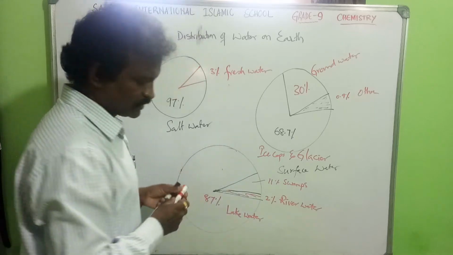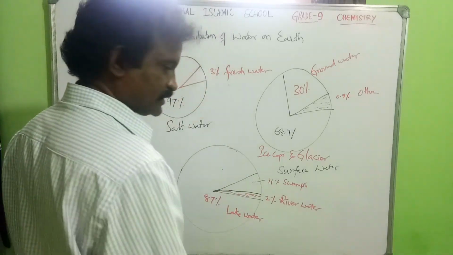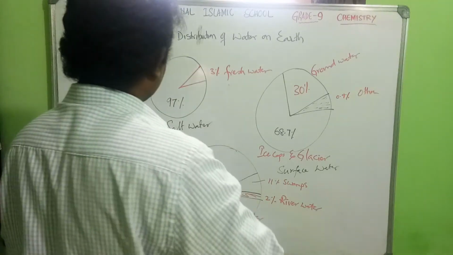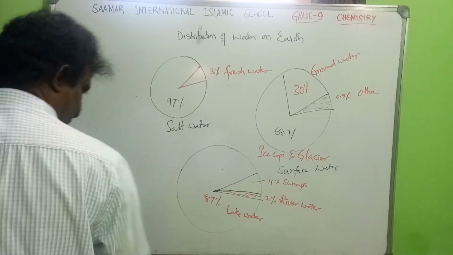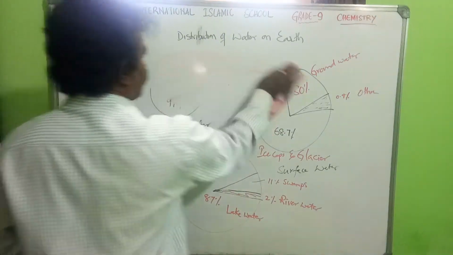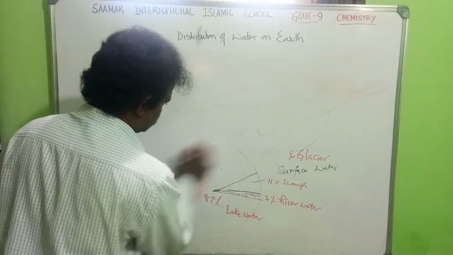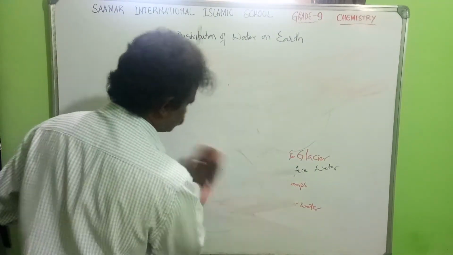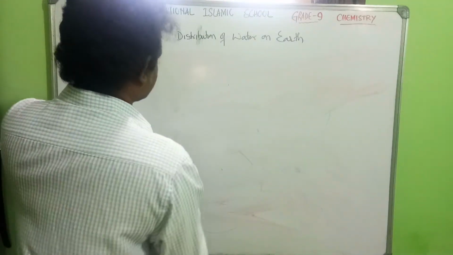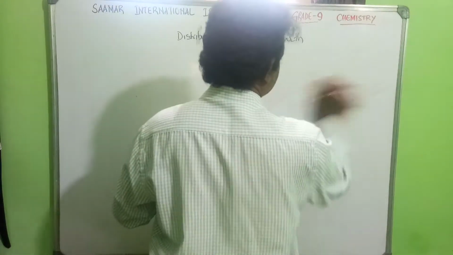Now let us do an activity. I will do an activity in this so that you will understand better. The activity is there in the book also, and I will show you both. First I will explain, and then we will compare that with our book. Is it clear?